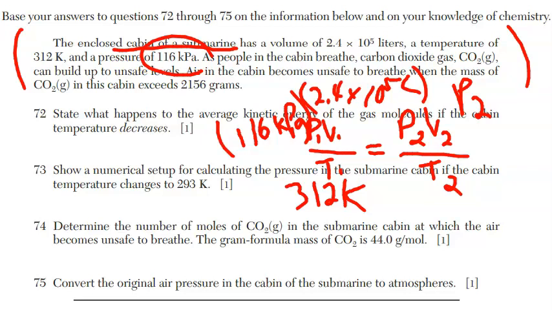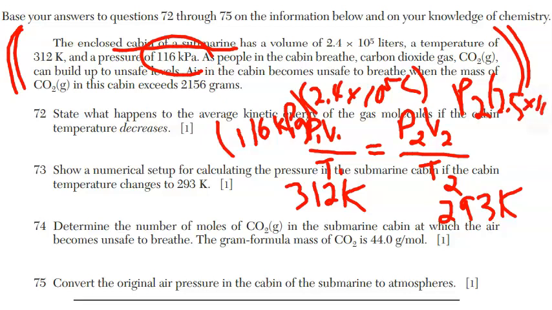We're given a new T2 of 293 Kelvin. However, you don't see a new volume here. That's because, since it's an enclosed cabin, this 2.4 times 10 to the 5 liters is not changing. Do I even need to include it? The answer, of course, is no. If you do include it, is it wrong? The answer is no. Let me rewrite it so that you can see what this looks like.